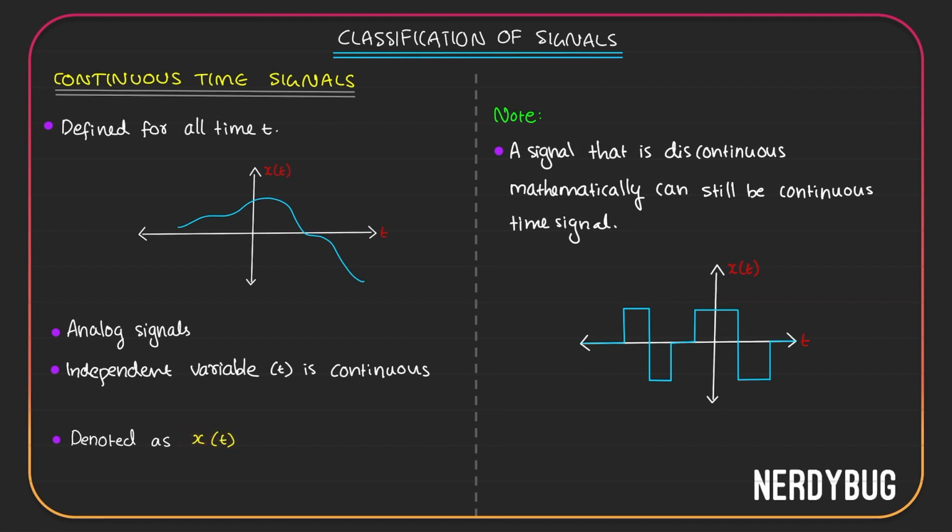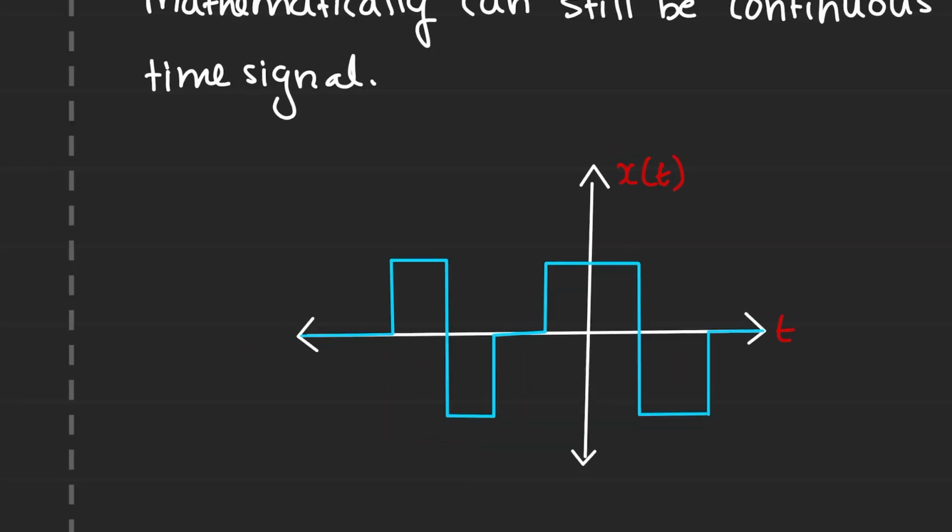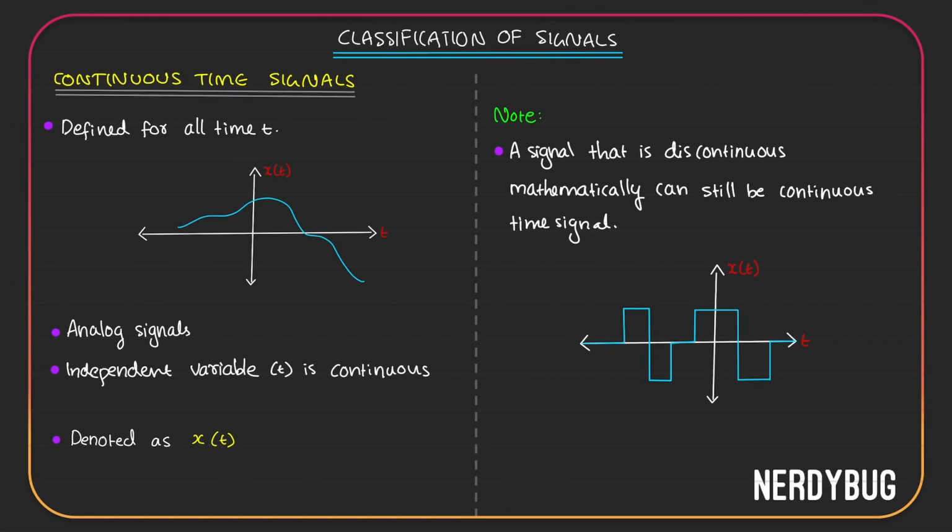Now, the question is, what if my signal looks like this? Is this still continuous or is it discontinuous? Well, it is actually discontinuous mathematically, but this is considered to be continuous time signal because the condition for a signal to be continuous is that it is defined for all time t. Let us take a closer look at this signal. You can see it is defined for all values of t. It starts from here, it goes all the way, and it reaches over here. So it is defined everywhere, which basically makes it a continuous time signal.